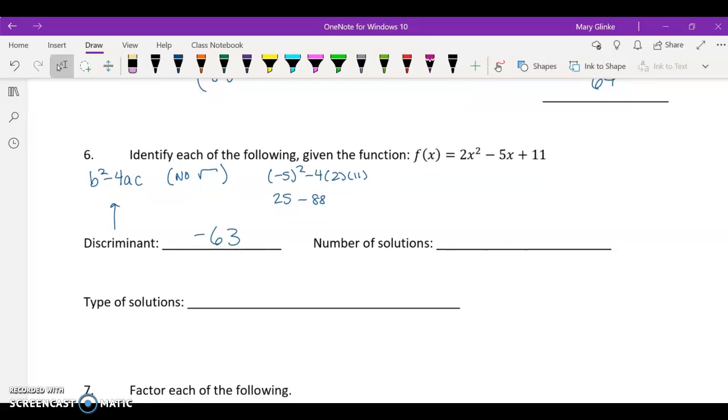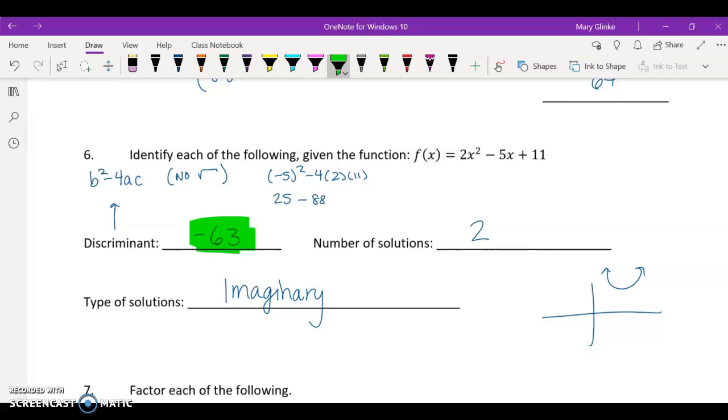For this one, because it's negative, you are still going to end up with two solutions. It's just that your graph is going to look something like this, and so your solutions here are going to be imaginary. And that is because you are taking the square root of a negative.